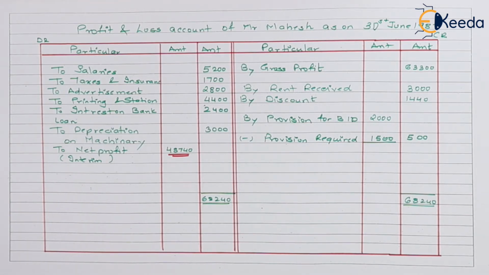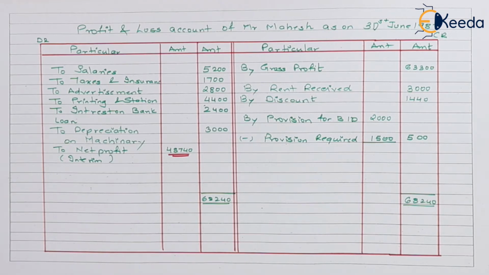Now, if you remember, there was a last adjustment that was mentioned, that is manager's commission at the rate of 10% on net profit after charging such commission. So if you read that statement again, we have to provide manager's commission at the rate of 10% on net profit after charging such commission. Hence, this specific commission will be a part before the actual net profit. The actual net profit is not yet decided.